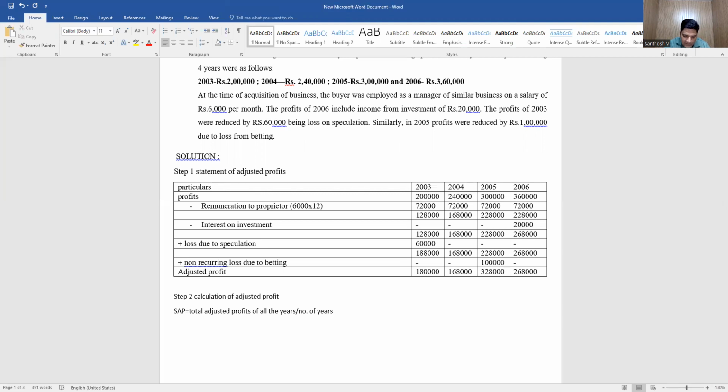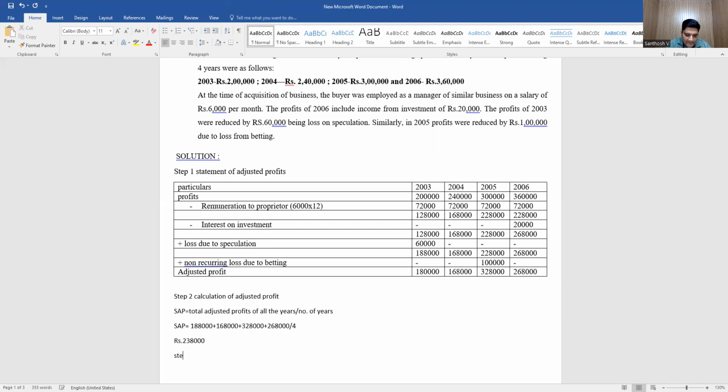So now the next line. Simple average profit equals 1,88,000 plus 1,68,000, then plus 3,28,000 plus 2,68,000. Then divided by the number of years that is given in the question, that is 4. So the amount you will get is rupees 2,38,000. That is step number 2.